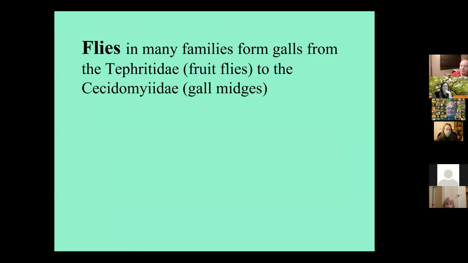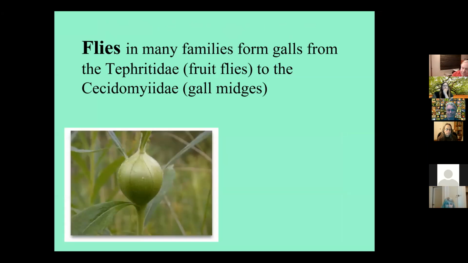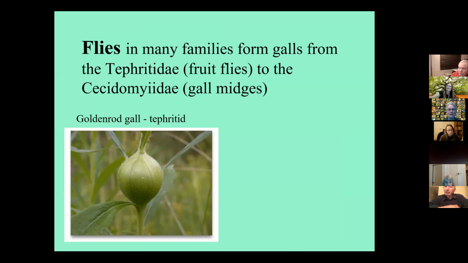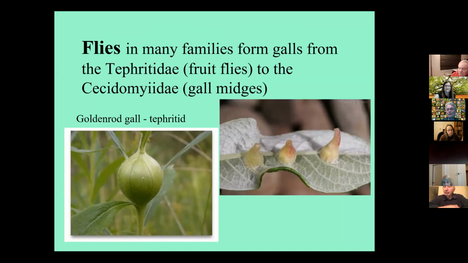Okay, flies in many different families form galls. Okay, we've got tephritid fruit flies that make these interesting goldenrod galls that are widely studied in the East because they're very, very common, easy to find, and a biologist's dream. You can do all kinds of studies with them. Or you can look at this simple midge gall.